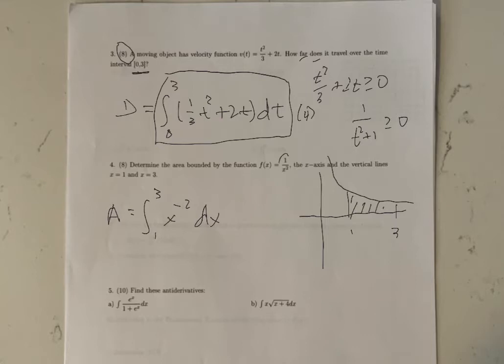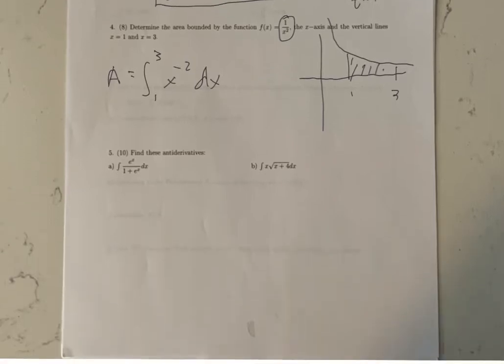And again, you all had slightly different functions here. I think one of them was 1 over x, in which case the natural log gets involved. And the other one, if I remember right, was just 1 over x cubed, which is very similar to this one. All right. Problem number 5. So people did really well with this.